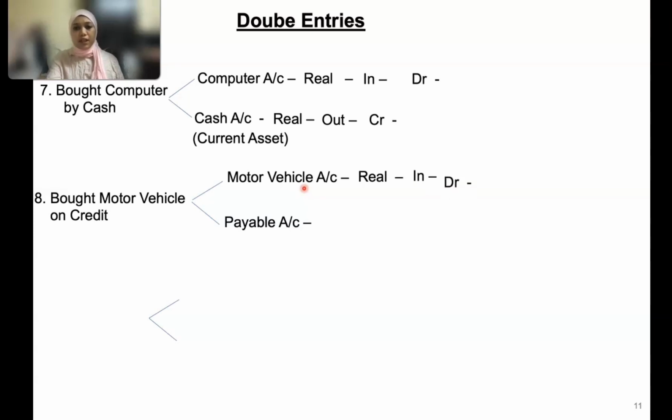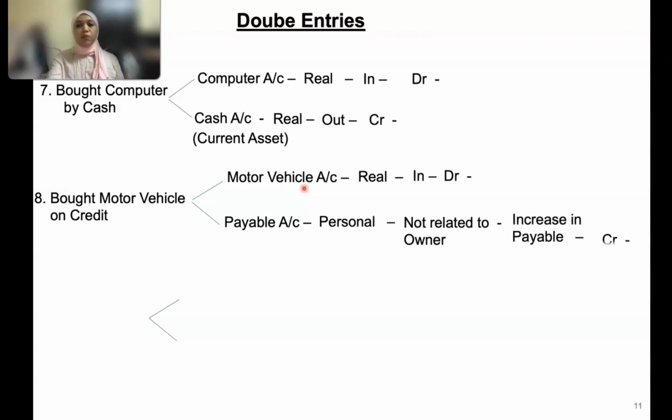Then we'll record into credit side, debit side, sorry. Payable account is personal. It is not related to owner. Because of this credit purchase of motor vehicle, it increased our payable. That's why we record in credit side. Okay? If you don't want to think about this, it's okay, because if you can decide correctly, motor vehicle, real, in, debit, then payable, we will definitely record in credit side. But you also need to know why we record. Because it increased in payable, that's why we record in credit side. You can double check, right?